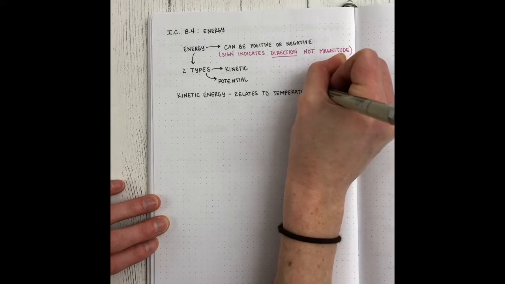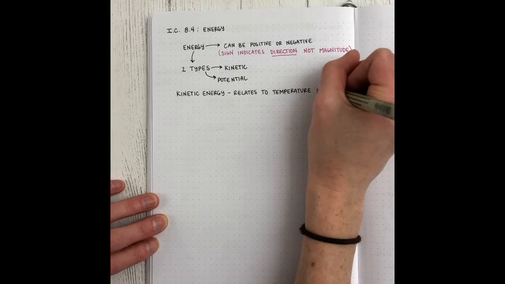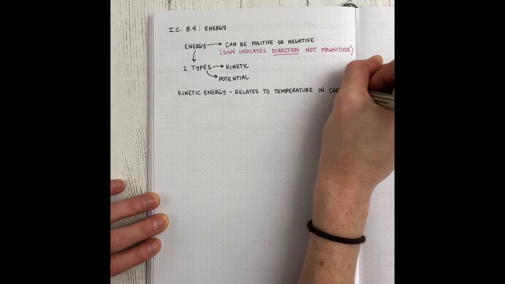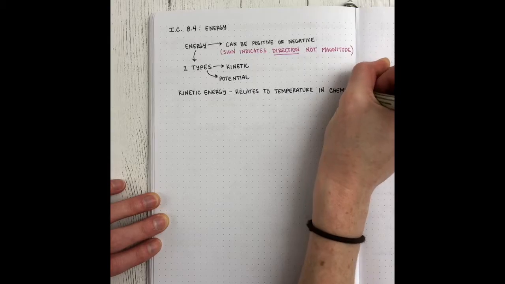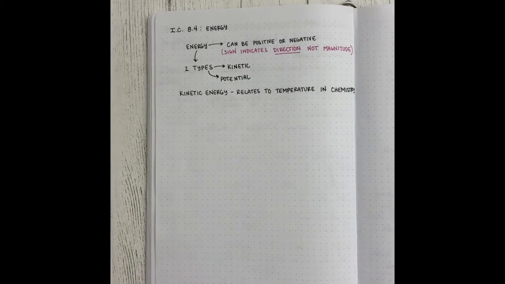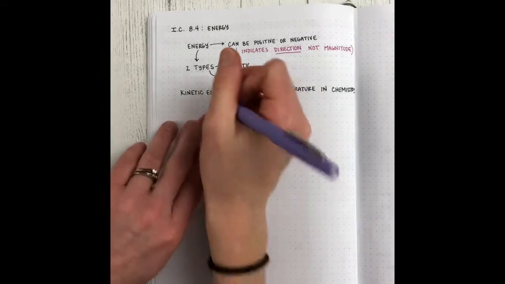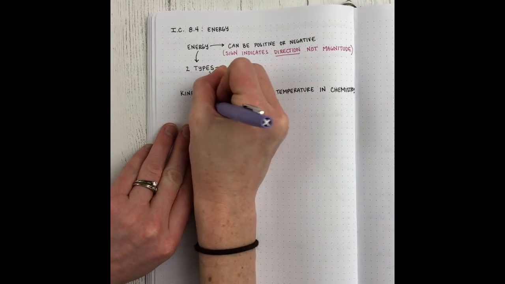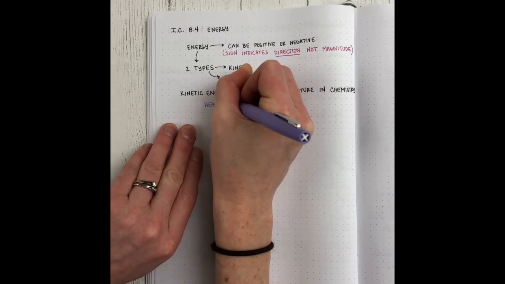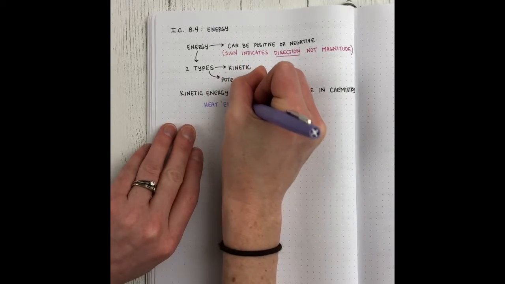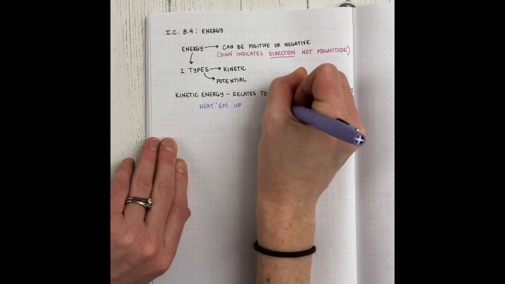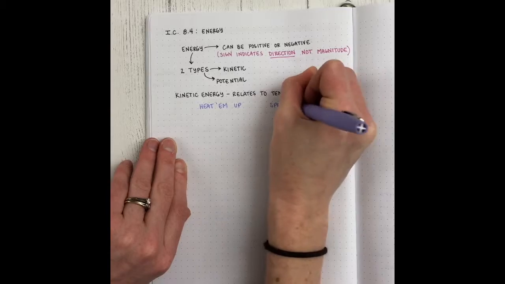And I have a little saying that helps me remember that. I just say, heat 'em up, speed 'em up. And I did not come up with that saying on my own. I learned it from another better chemistry teacher. But it really helps you remember the relationship between kinetic energy and temperature. If you increase the temperature of a substance, you increase the speed at which those molecules are moving. So if you heat something up, you speed it up. Heat 'em up, speed 'em up.